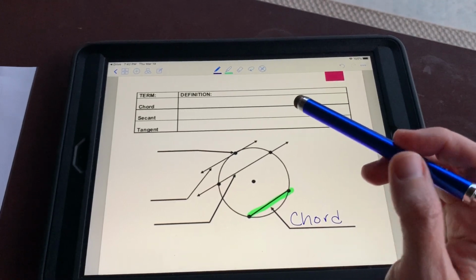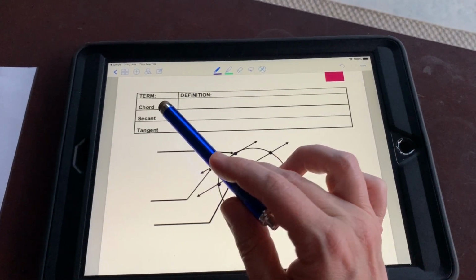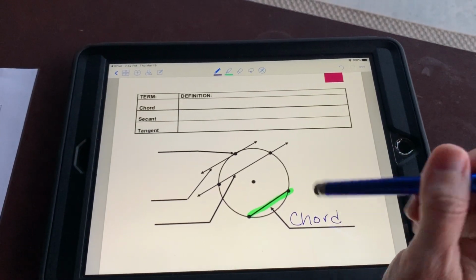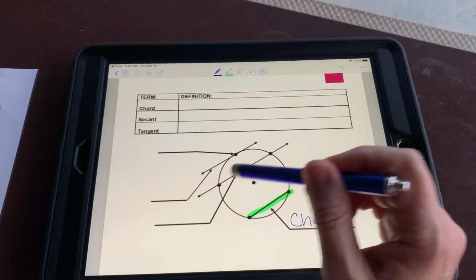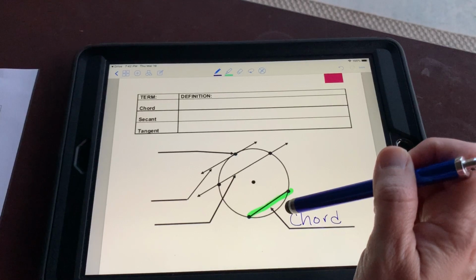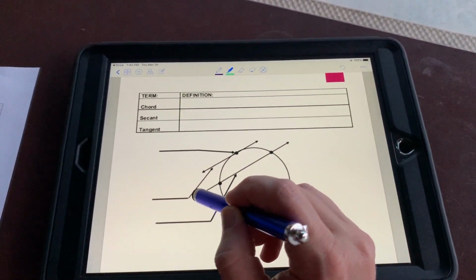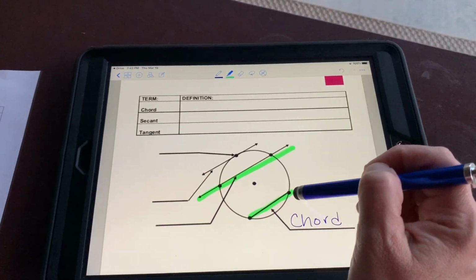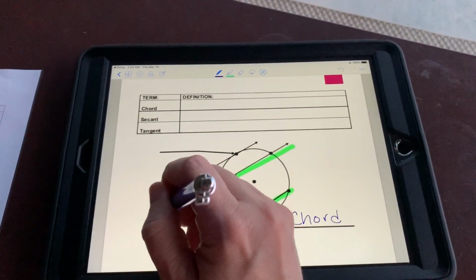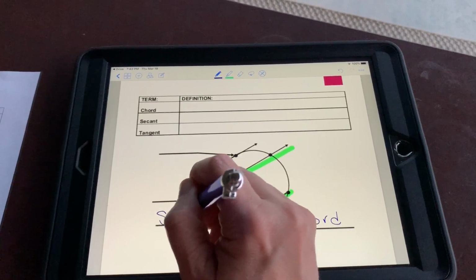The next word that we're going to talk about is the word secant. Secant is a lot like a chord, knowing that it goes through the circle at 2 points, but instead of a segment that stops, this one's going to be a line that's going to continue through the circle instead of stopping like the chord. So this one right here is called the secant.